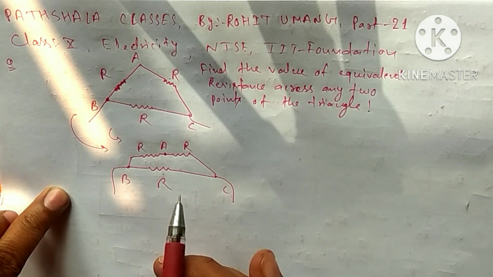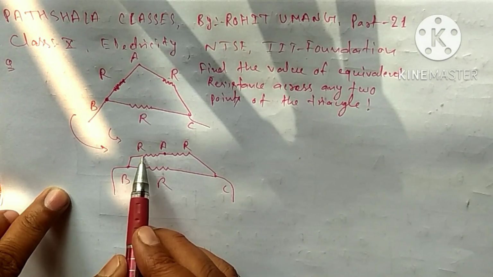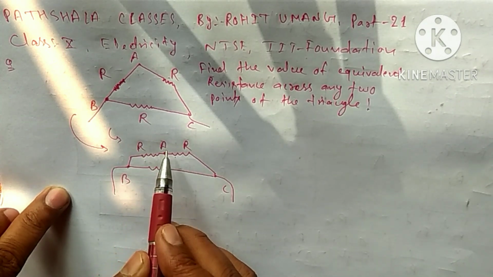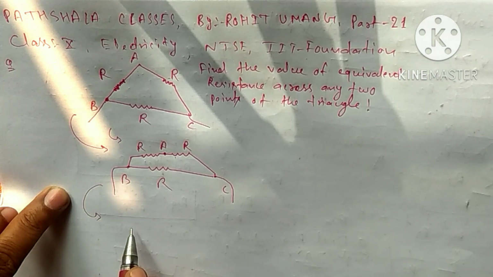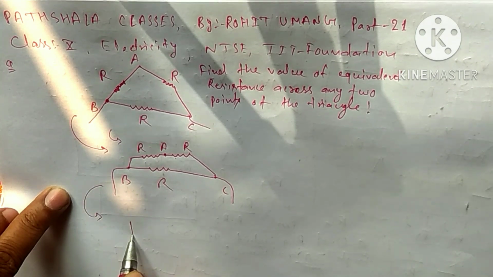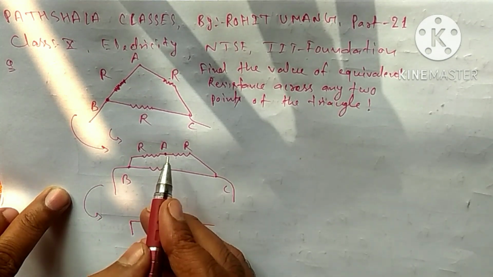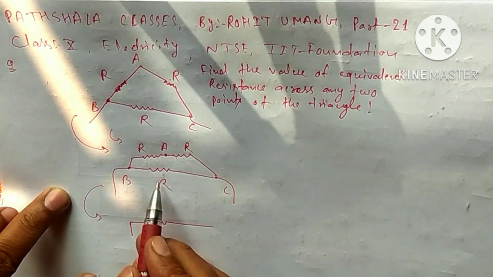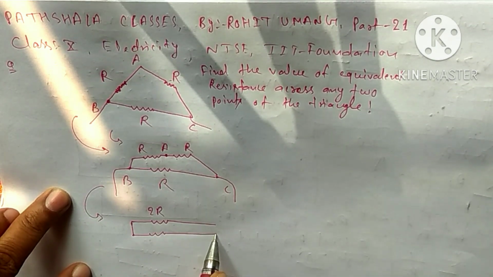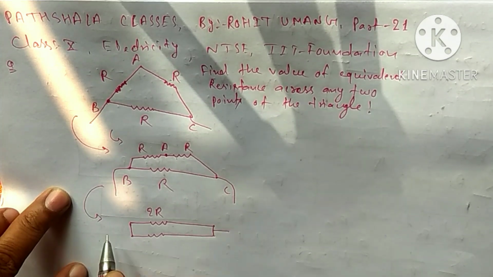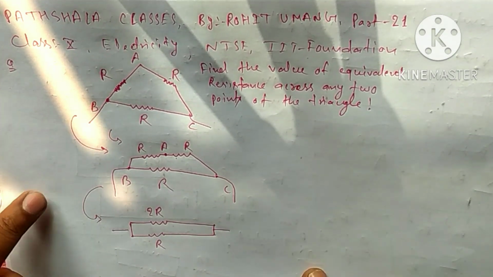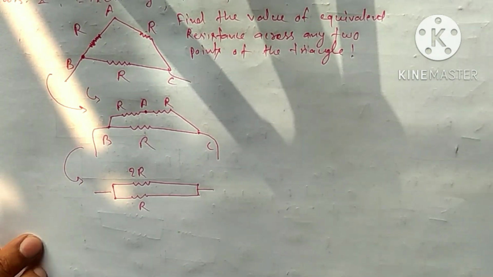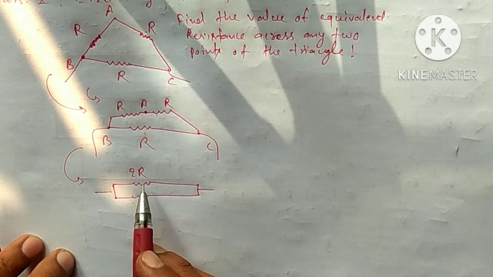I hope you are able to understand how we arrange the resistances again. Look at the figure: these upper two resistors are in series, and if we combine them, we simply add R and R, then we get 2R, and R is also here. So this is the final diagram. Here we can find the equivalent resistance with the help of the parallel combination.